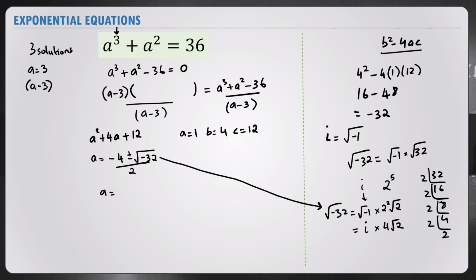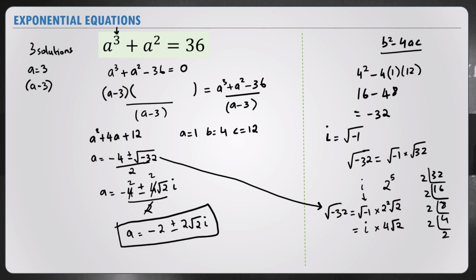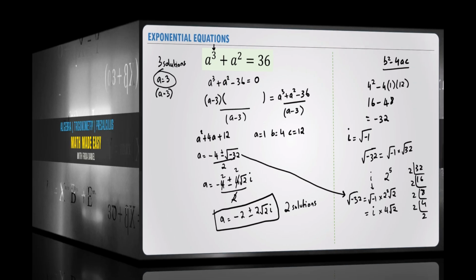So a will be equal to negative 4 plus or minus 4 root 2 i over 2. This cancels to 2 and 2, and we get a is equal to negative 2 plus or minus 2 root 2 i, and these are your remaining 2 solutions. So this simple exponential equation had 3 solutions, which is a is equal to 3 and a is equal to negative 2 plus or minus 2 root 2 i.